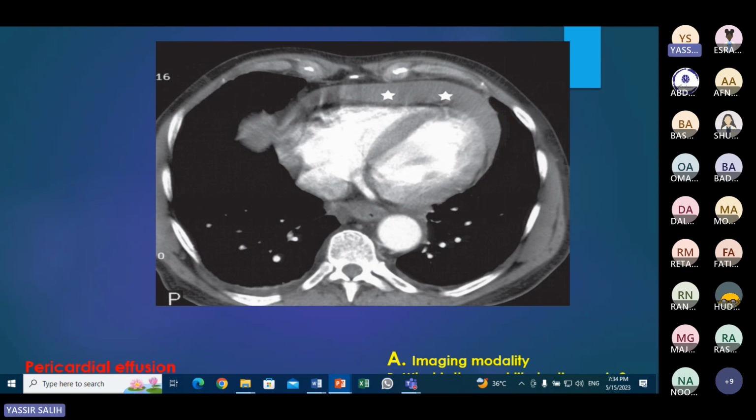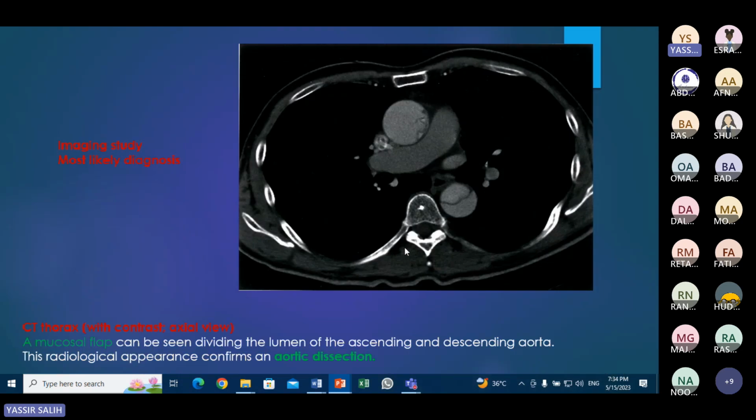Yes, this is descending. The descending aorta is always posterior, near the vertebra, because it starts anteriorly, then arches and runs posteriorly. So this is the descending aorta. Look at the descending aorta in this image. Is it normal? No. What abnormality do you see? It is divided. Yes, it is divided. It means dissection happened. This is the flap.